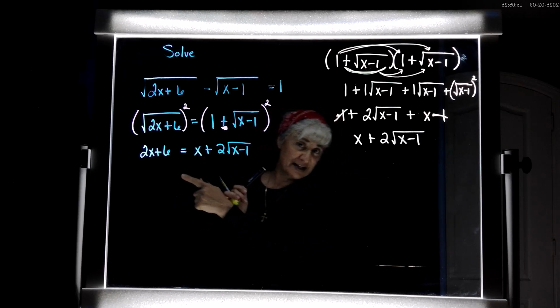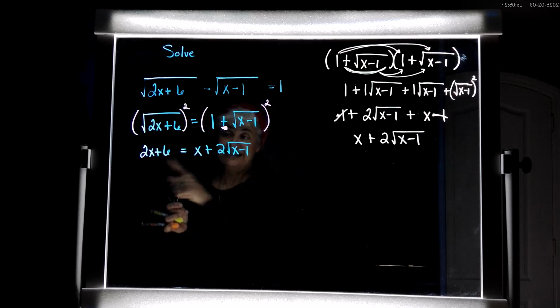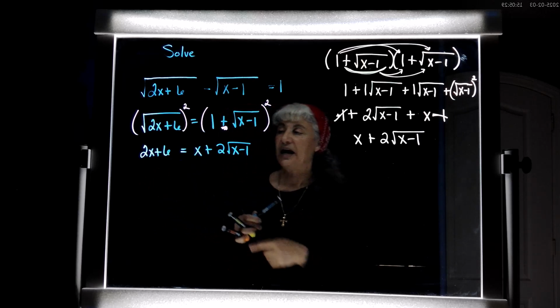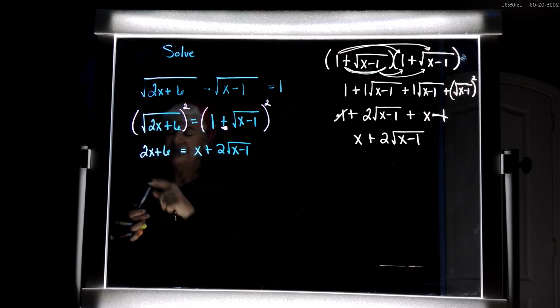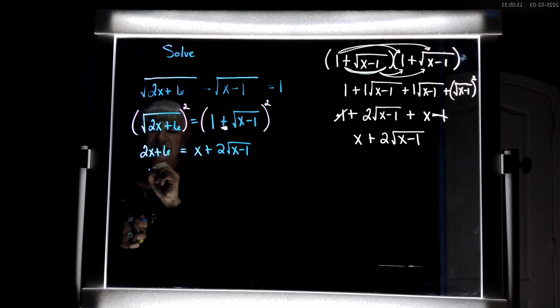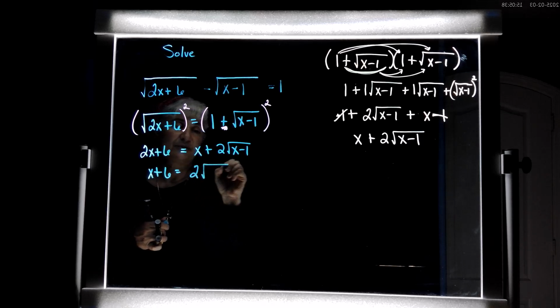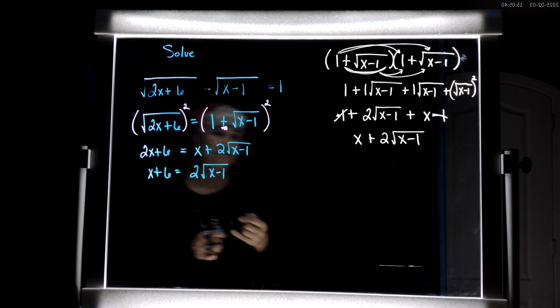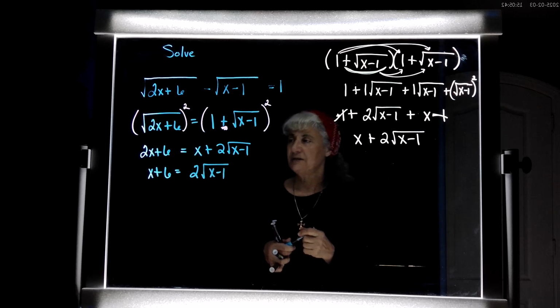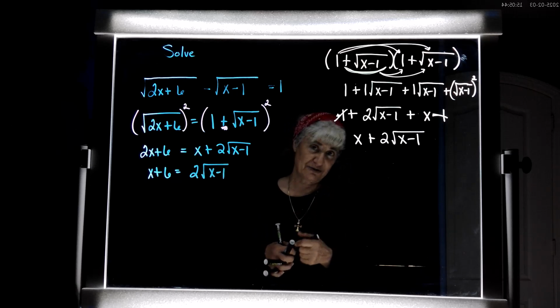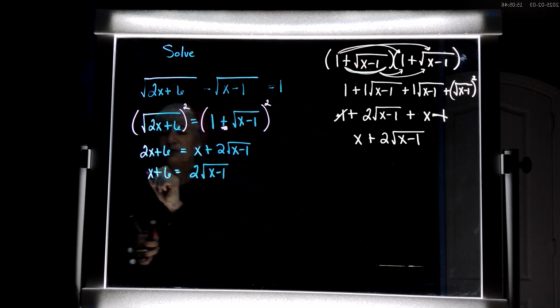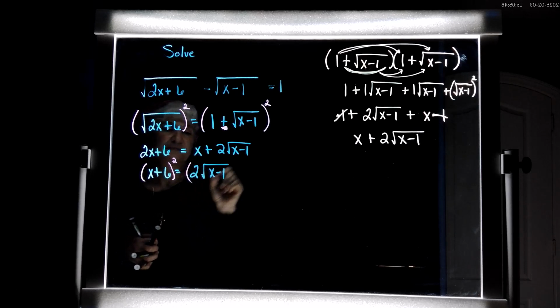So how about we move the x to the other side? I see a like term over here. How are you going to move this x over? Yeah, you're going to subtract it, which is going to leave us just an x plus 6 on this side and 2 times the square root of x minus 1 over there, right? Okay. Now what do we get to do? You got it. Now we're going to square both sides.